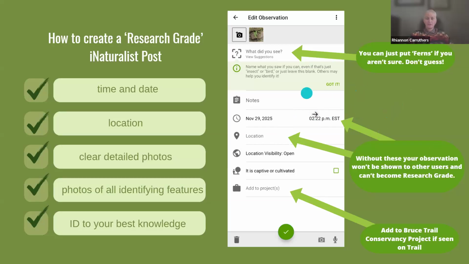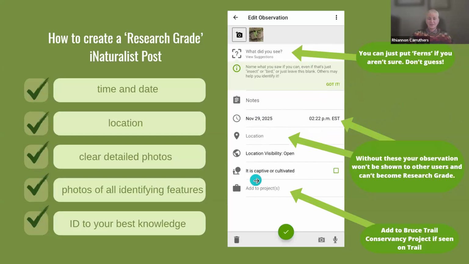If you don't have location and date, your post will not be shown to other users, which means that you're not going to get feedback on your post. People aren't going to be able to help figure out what it is. So it's very important that you keep the location and the date.